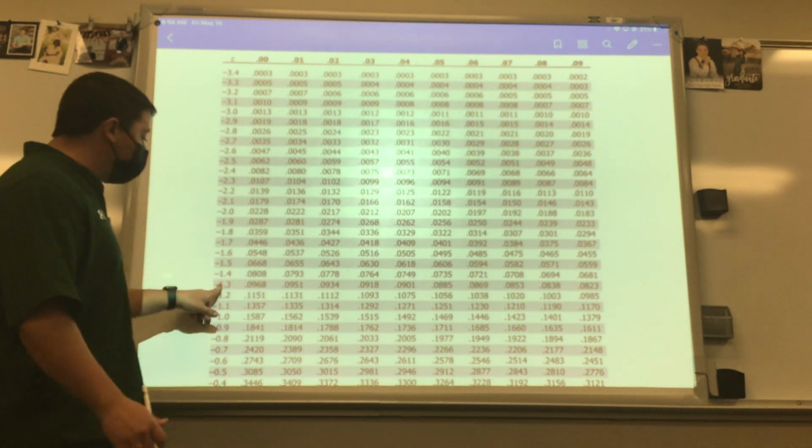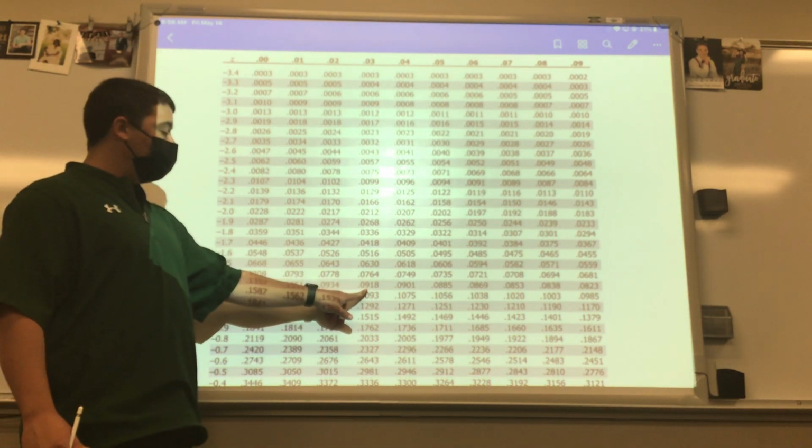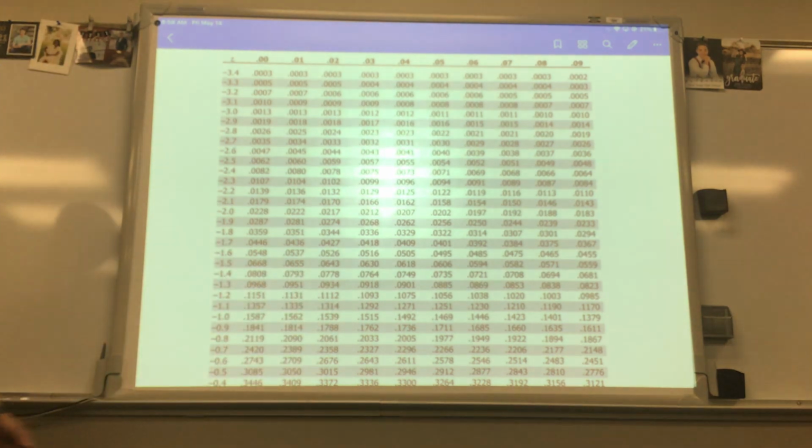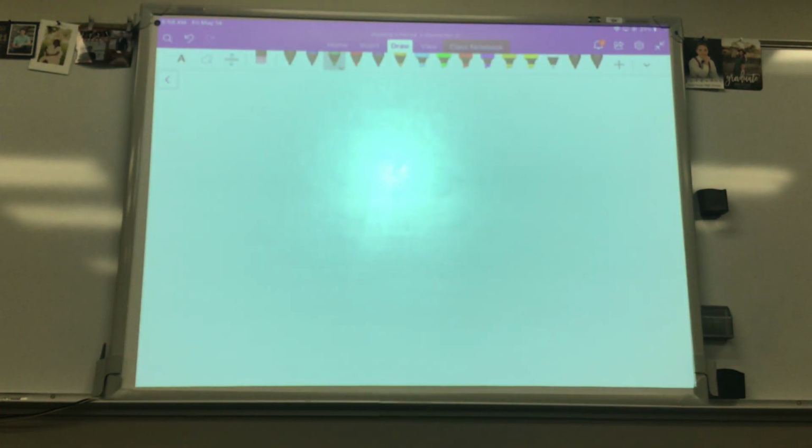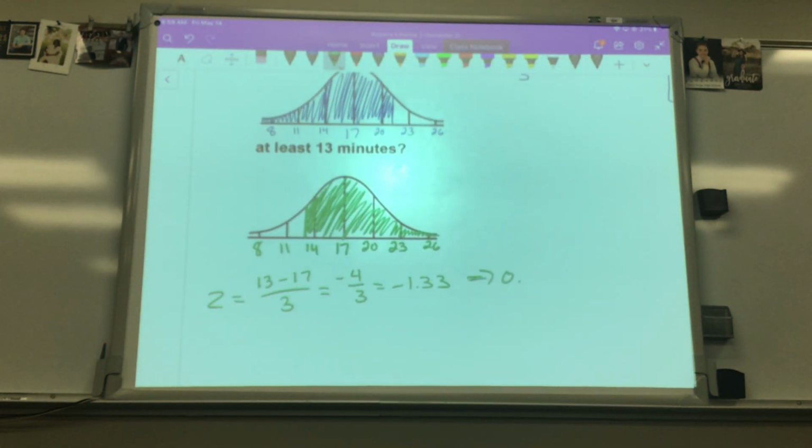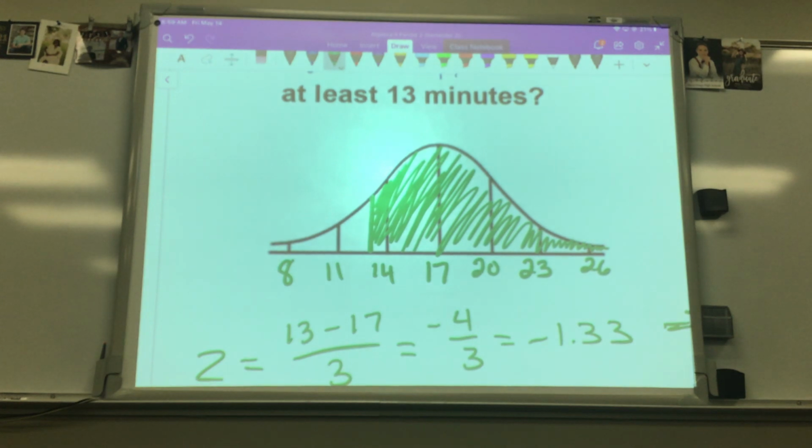Negative 1.33 gives 0.0918. Now, again, what area does that give us? To the left of that z-score, right? So this area of 0.0918 is right here, correct? Is that what I'm looking for? No. I'm looking at the area to the right.